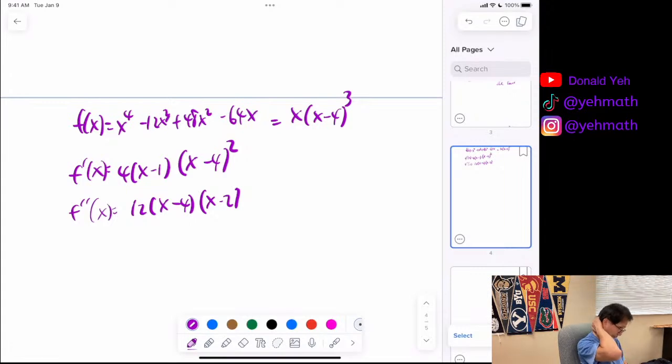Find the x-intercepts. Yeah, it makes sense. Horizontal tangents. You plug it into the original first.